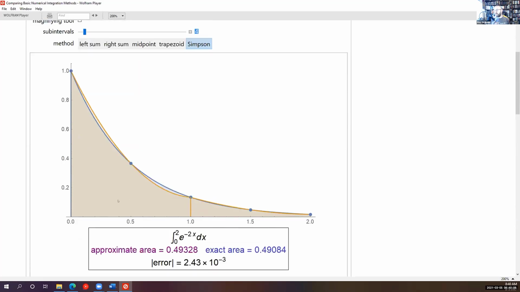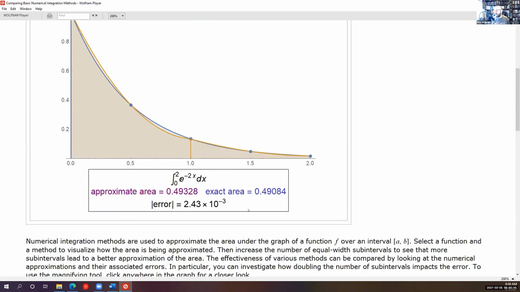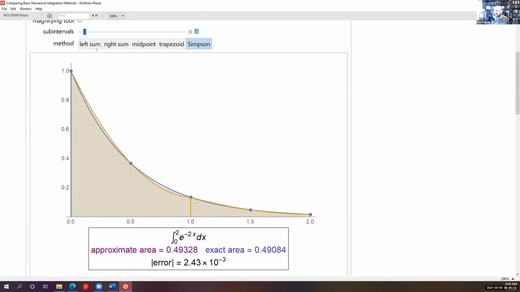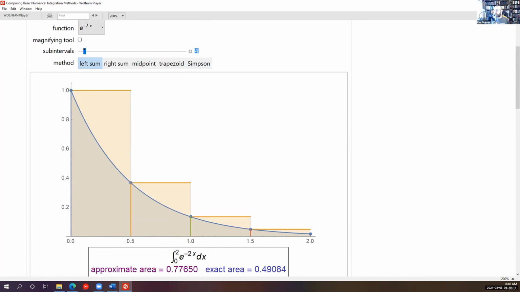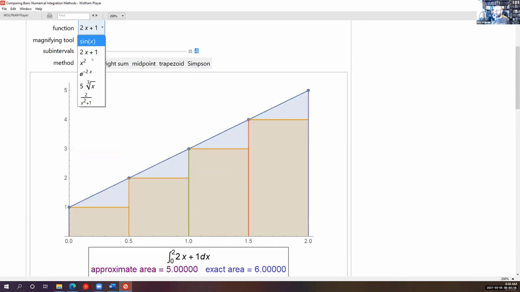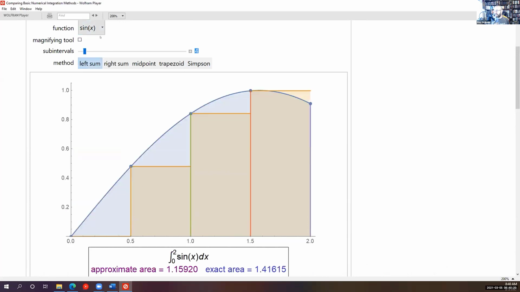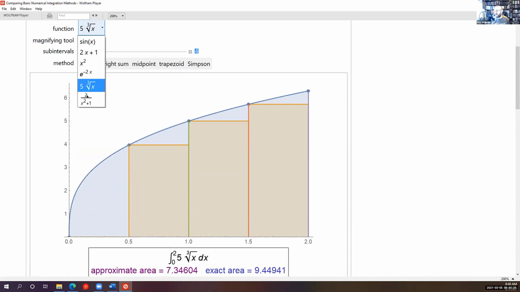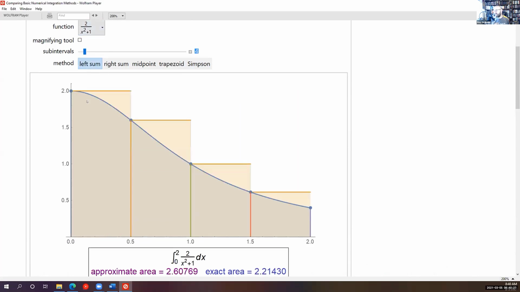You essentially have 4 slices, but you get a lot better approximation for the area underneath the curve. And if I go for, let me see if I can find, let's go for a sine curve. Let's try to find something that's a little more jagged. Well, this will be fine.